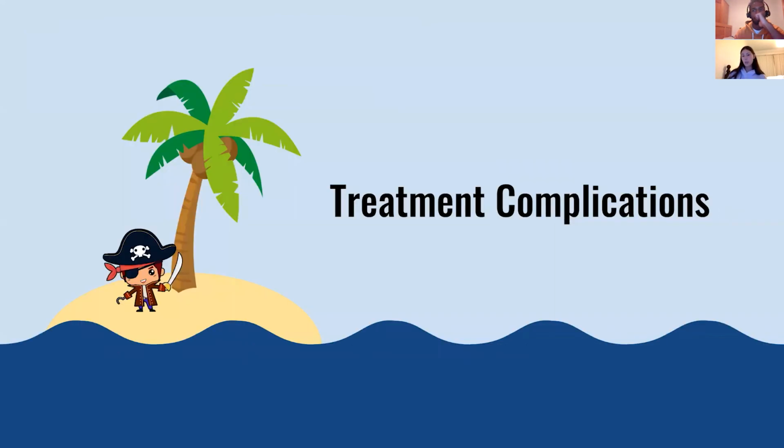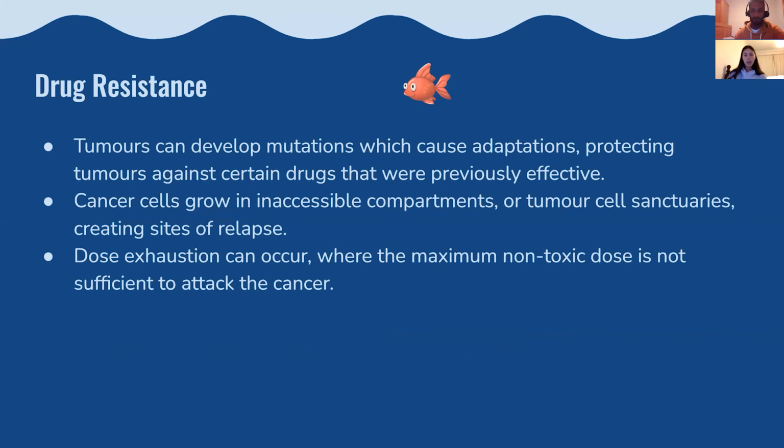And then we've got treatment complications. One thing that happens in chemo is that you develop drug resistance. Tumors can develop mutations which cause adaptations or just varying versions of the cancer cells. This protects tumors against certain drugs which were previously effective. That's basically the same principle as natural selection, but on tumors instead. So it means your tumors adapt to survive the different chemo drugs.